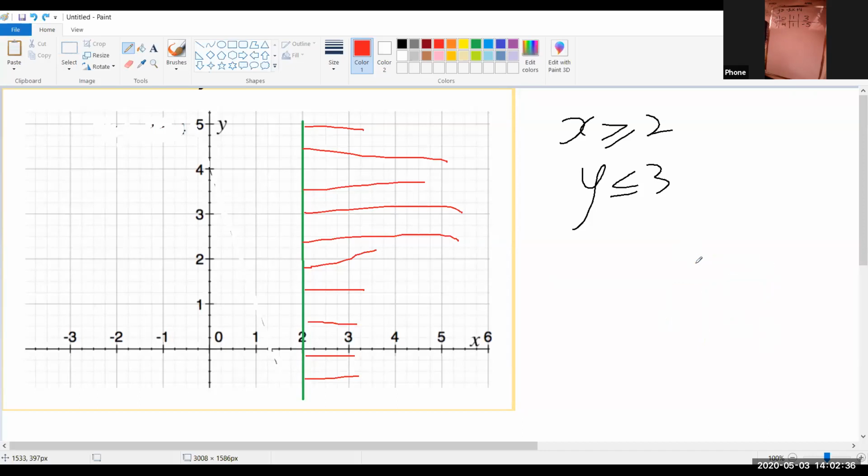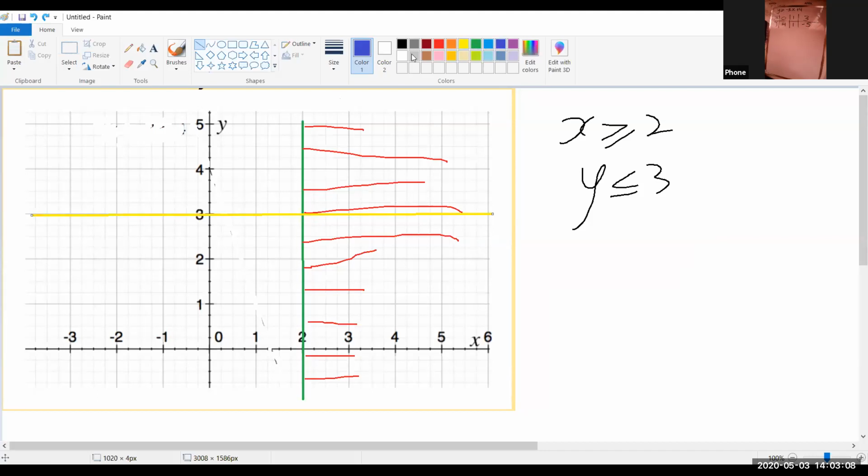We locate the line for y is equal to 3. Let me use a different color. Let's use purple. So y is equal to 3 will be here on the y-axis. And if it's less than 3, are we shading the top of the line or the bottom of the line? Anybody? Underneath of the line? Yes, correct. We are shading the underneath of the line.